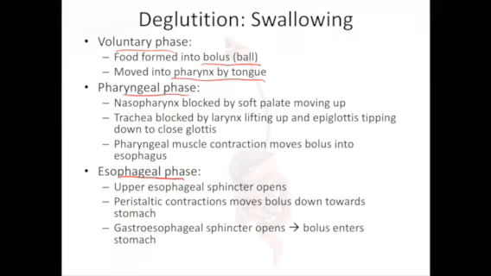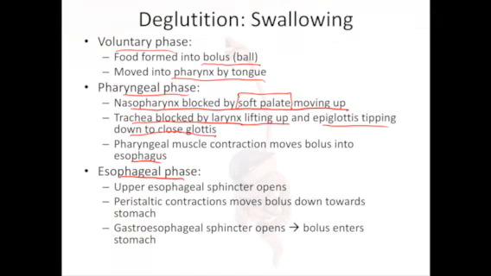Secondly, the pharyngeal phase. Once it gets into the throat, there are a few complex things that happen to make sure food goes down the right tube. We have our nasopharynx blocked off by the soft palate moving up. We don't want the food going up. We want it going down. Next, we have the trachea blocked off by the larynx lifting up and the epiglottis tipping down to close the glottis. And then we also have pharyngeal muscle contraction, which pushes that bolus down into the esophagus.